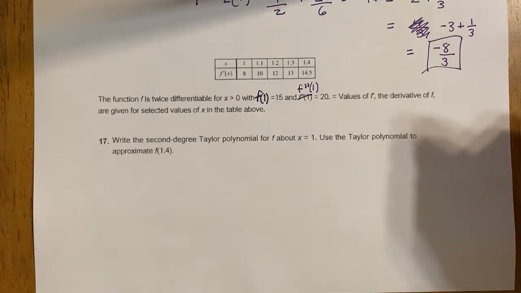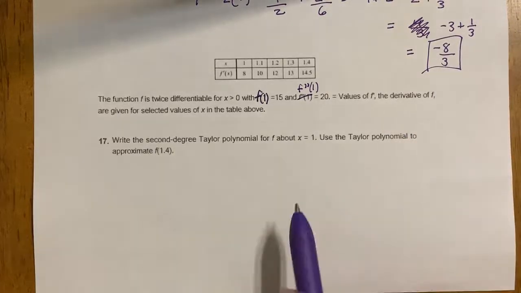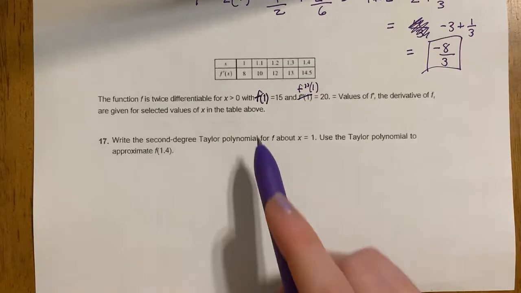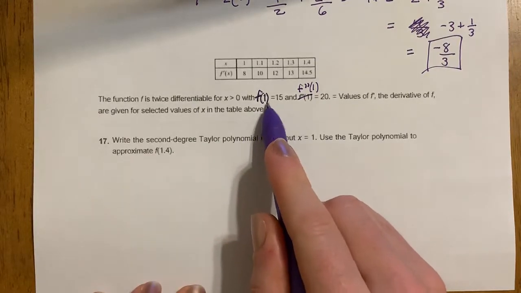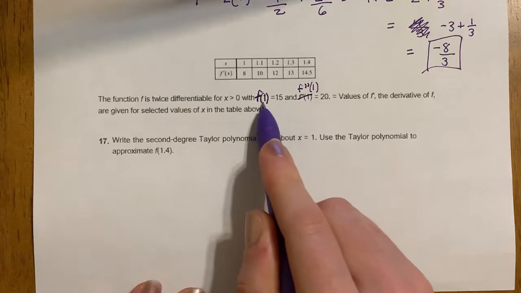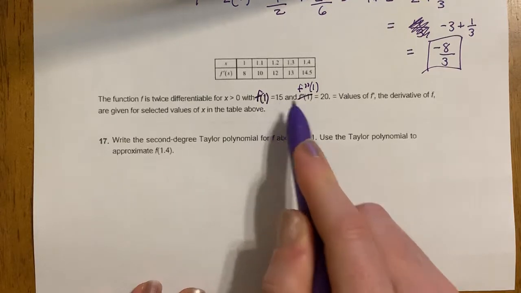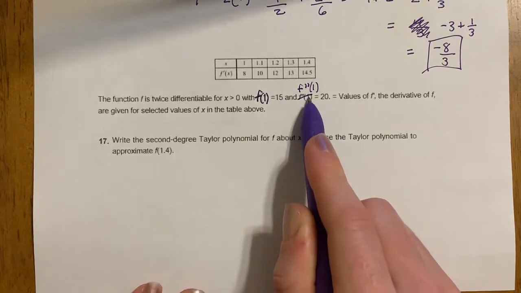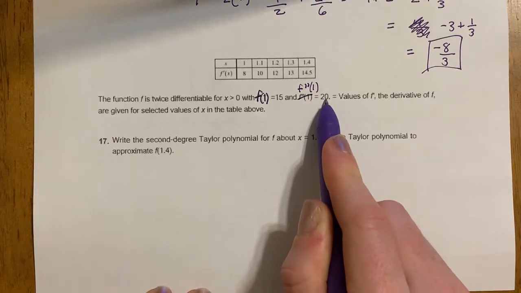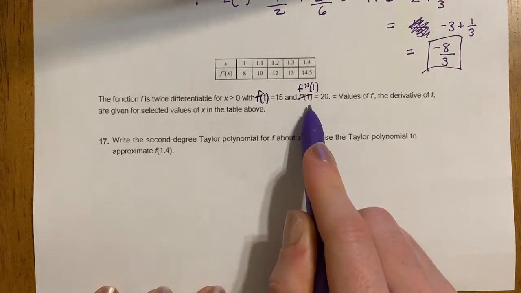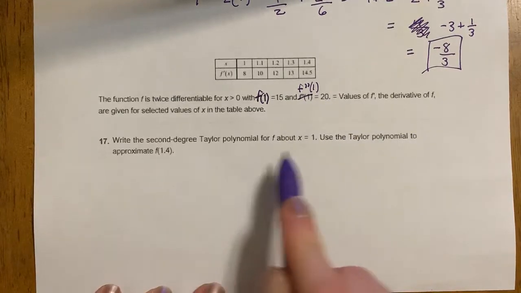Let's look at another problem where we're going to use a table to write a Taylor series. Now, before we start, there was a typo in this problem. On your paper it should say f of 1 is 15, and then this one is f double prime of 1 equals 20. So sorry about that. The font is a little hard to read.